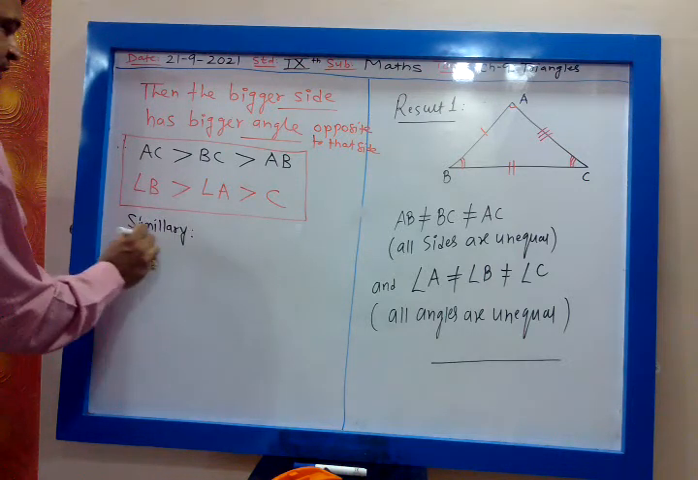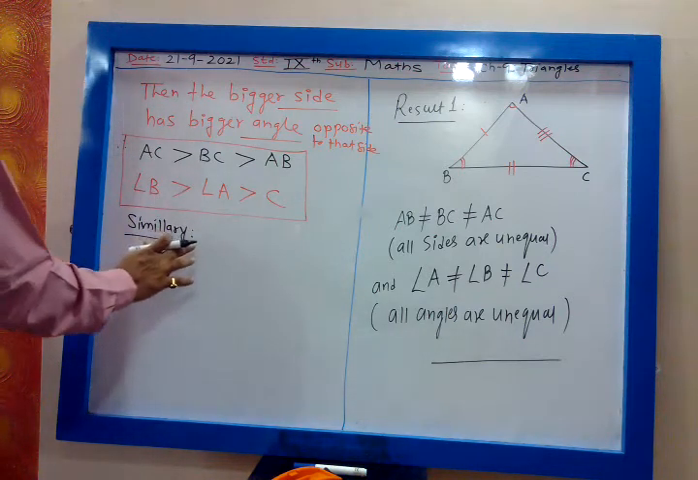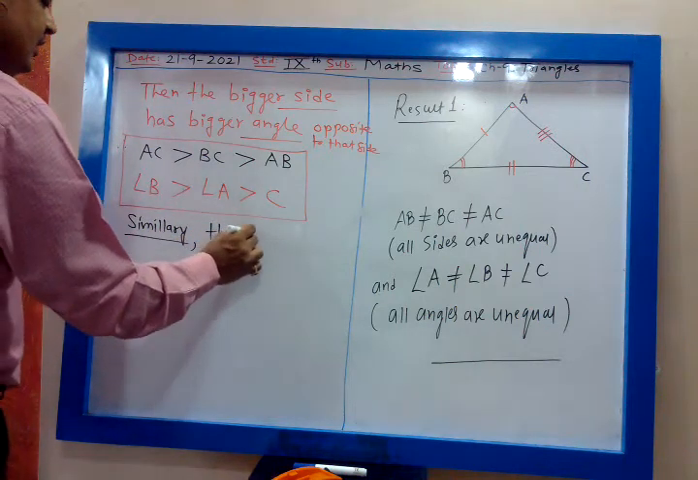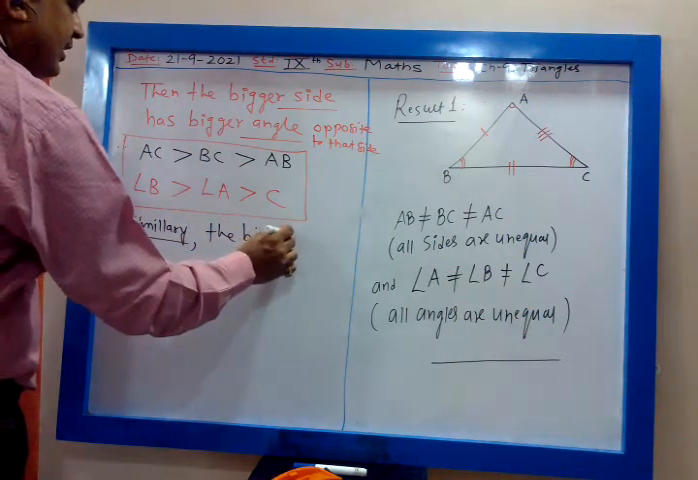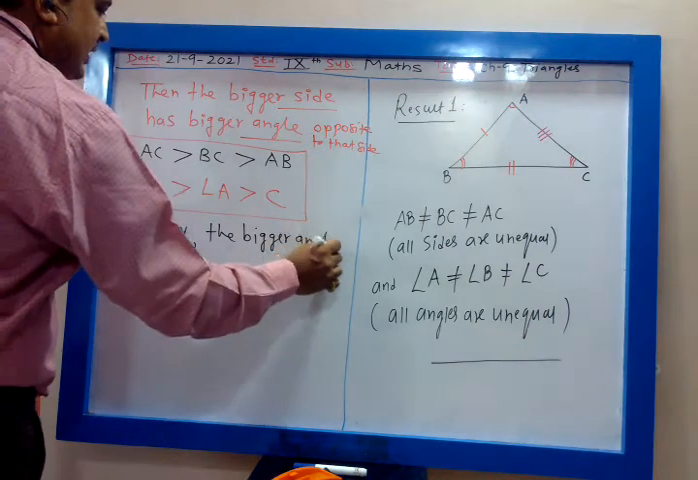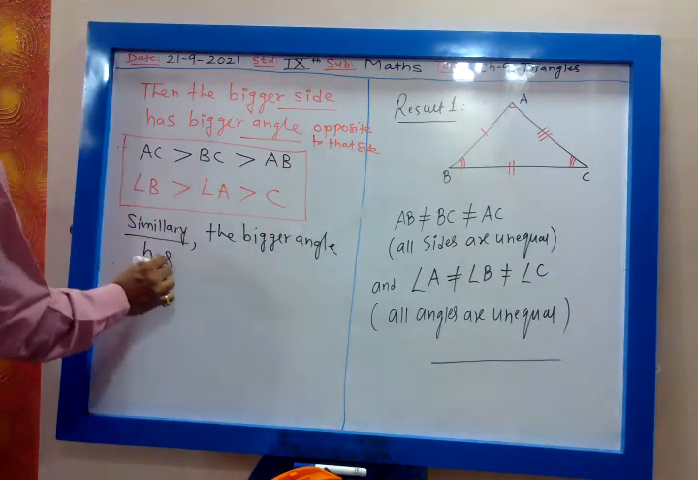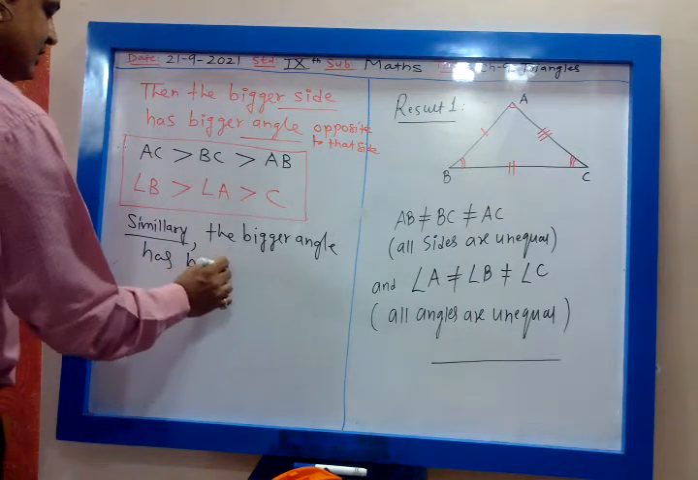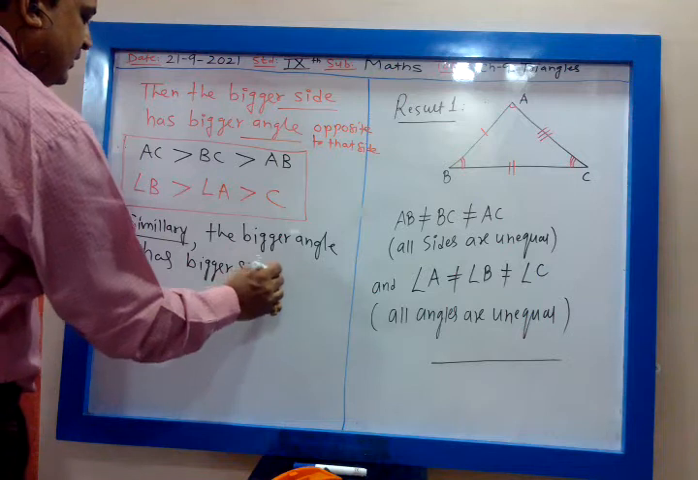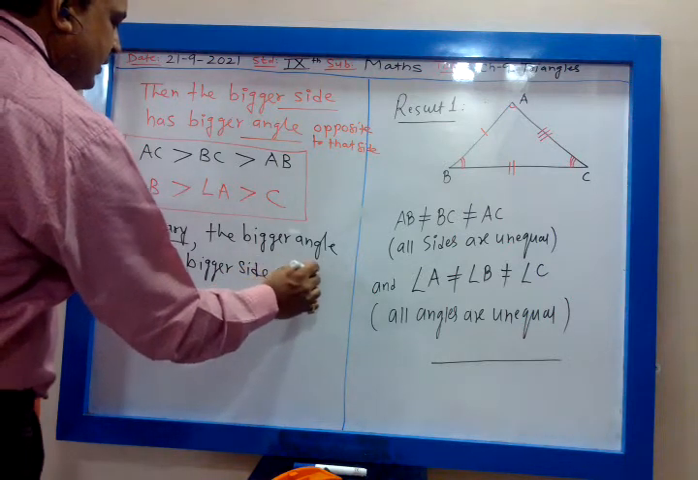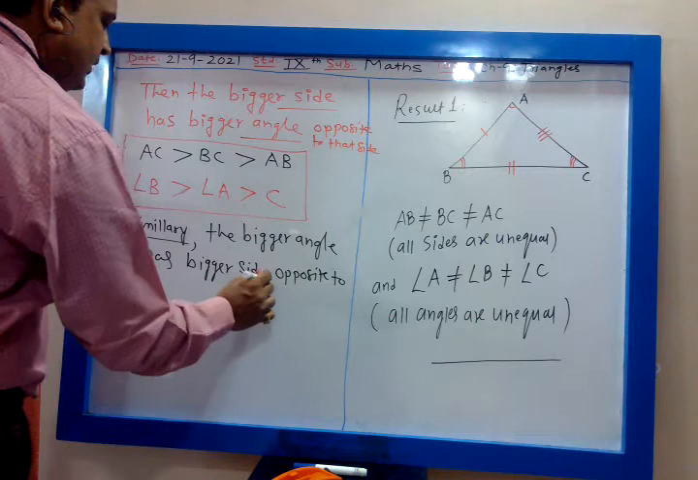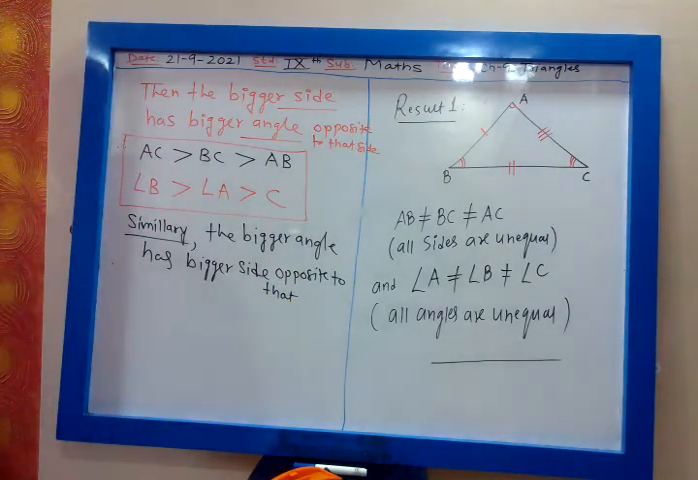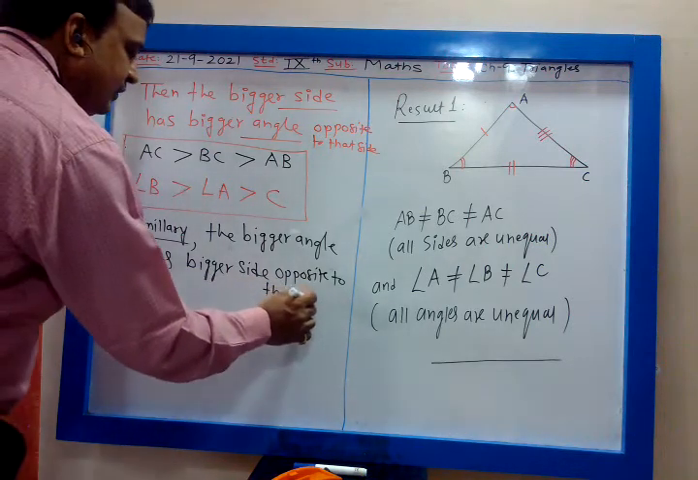Similarly, the bigger angle will have the opposite side greater. The bigger angle has the bigger side opposite to that angle.